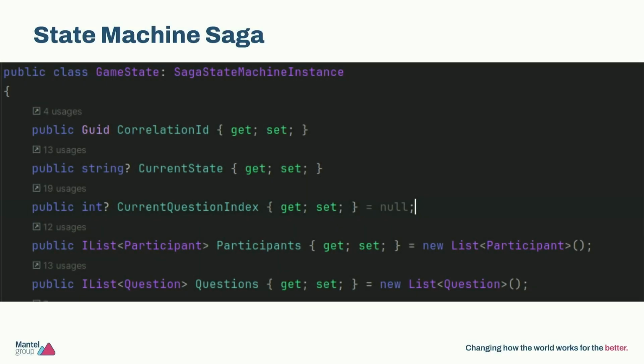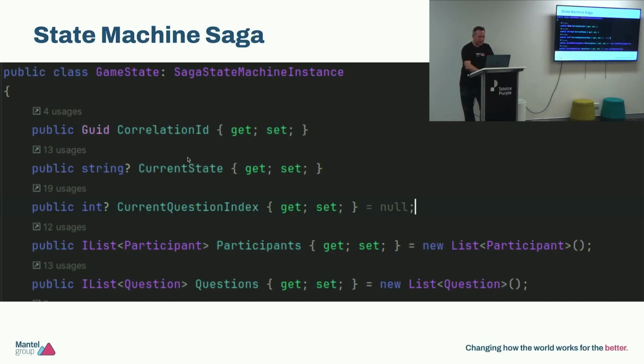So the first thing I'm showing you here is a game state object. We've got the actual state we're going to store about our application. We've got the correlation ID, which is the magic key that ties everything together. We've got this thing called current state, which is the state of our application. That'll be whether we're in lobby open, whether we're in a question. We're keeping track of which question we're currently on. And then we've got a list of participants, questions, and so on, question answers, scores, all the information we need about our game.